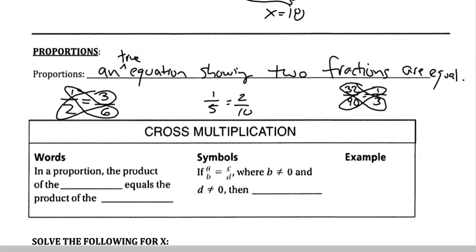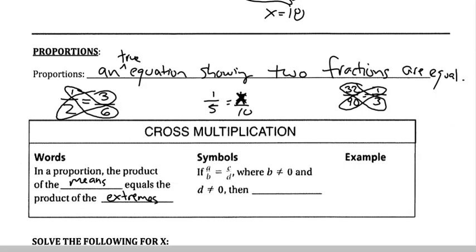Now, most times when we do this, it has to do with us having a missing part. You'll have 1/5 equals x over 10, and you will use cross multiplication to figure out what that x needs to be. So in a proportion, the product of the means equals the extremes.